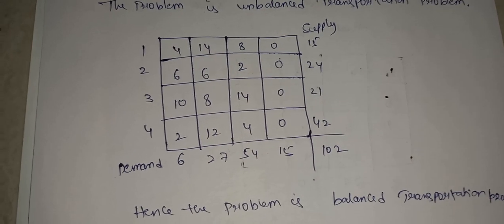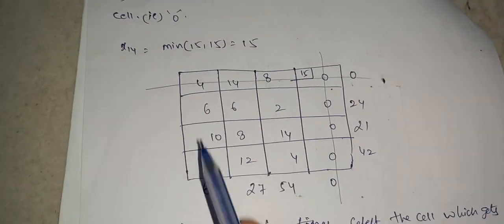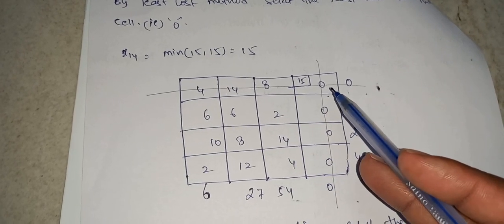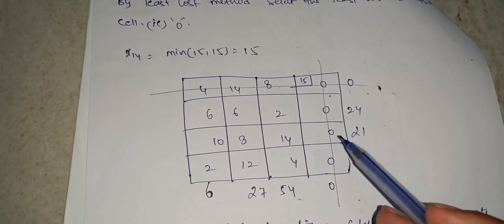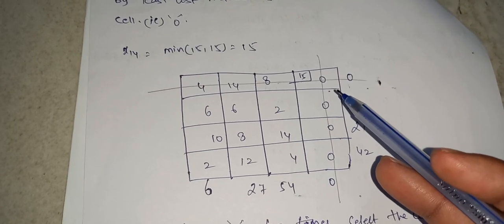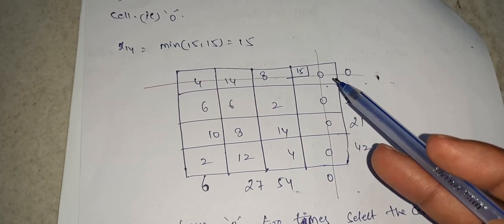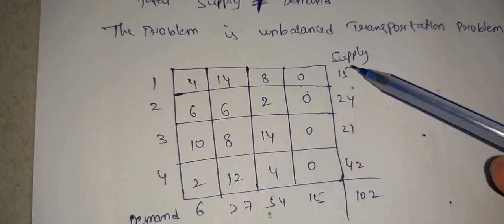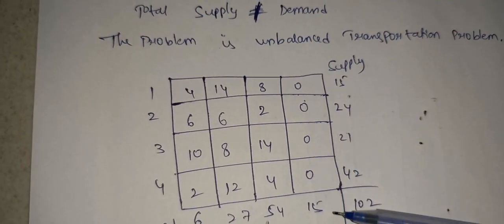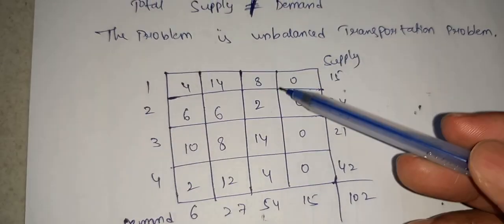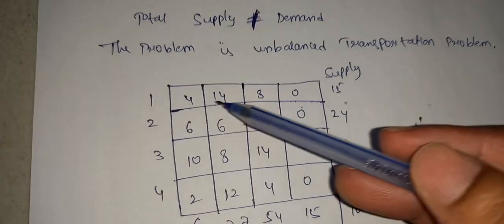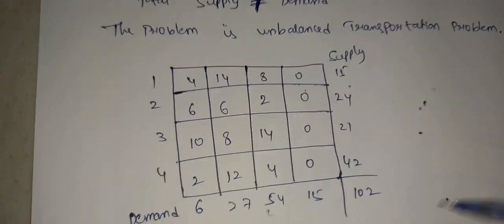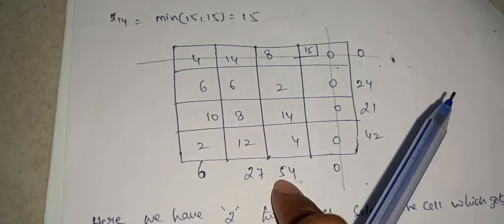The process is the same. Among the table, select the least cost value. Here 0 is the least cost. We can select this 0, this 0, this 0 or this 0. We can select any 0. I am selecting this 0. So the minimum of 15 and 15 is 15. So write 15 here and cancel the column and cancel the row, because both are 15. So cancel both row and column.